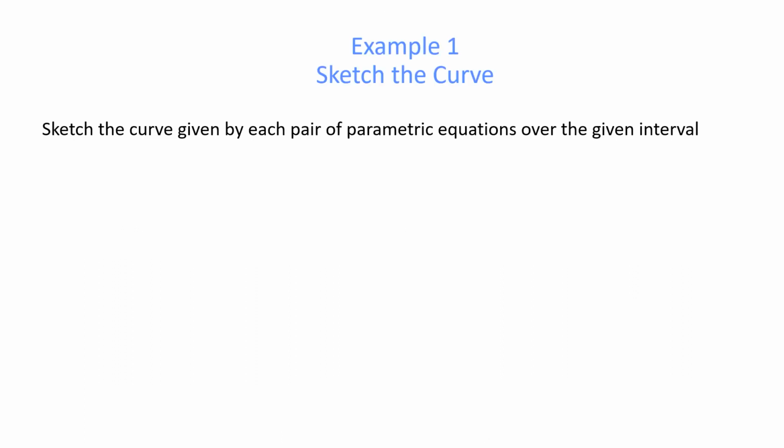Example 1. Sketch the curve. Sketch the curve given by each pair of parametric equations over the given interval. X equals t square plus 5 and y equals t upon 2 plus 4, where t lies between minus 4 and plus 4.